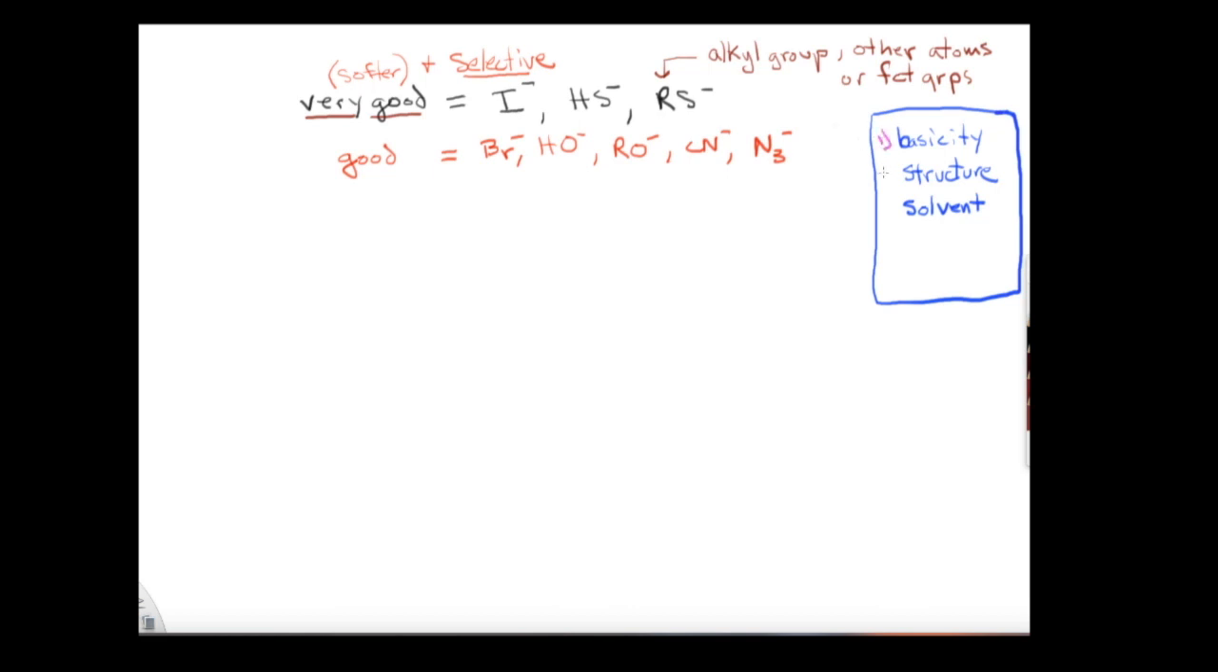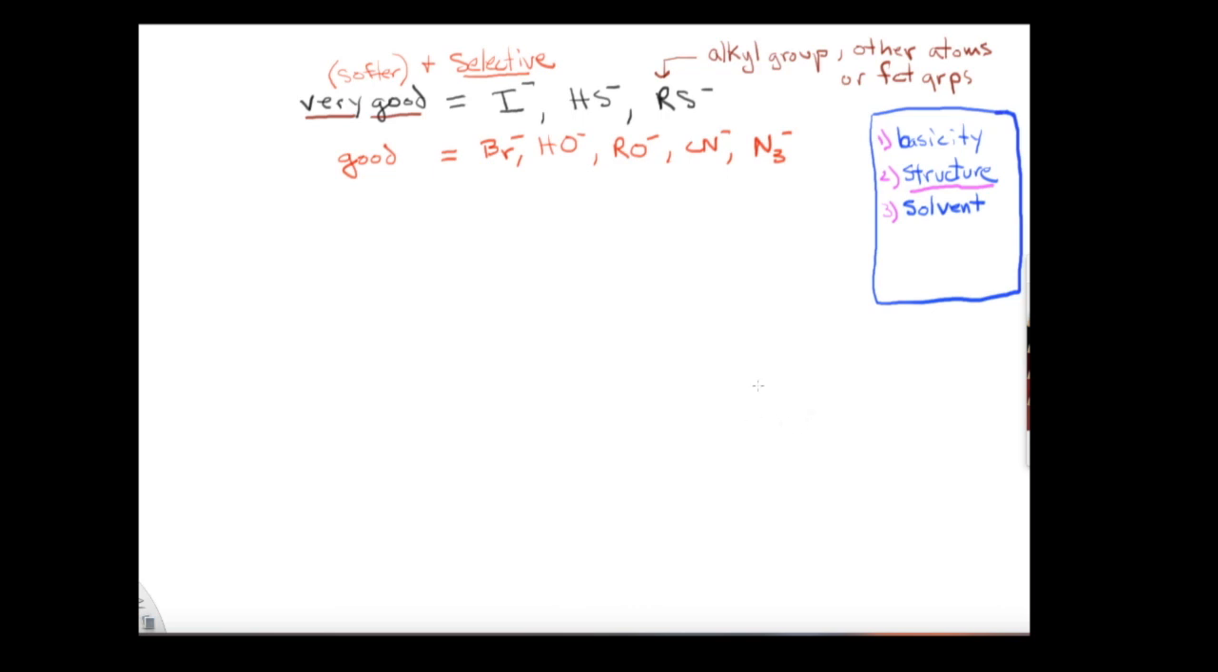So how strong a base is it? How much structure is around it? And three, what kind of solvent is it dissolved in? All three of these things are going to influence how good the nucleophile is. Now, you're probably wondering right now, what does he mean by structure? So let's look at a quick example of that.